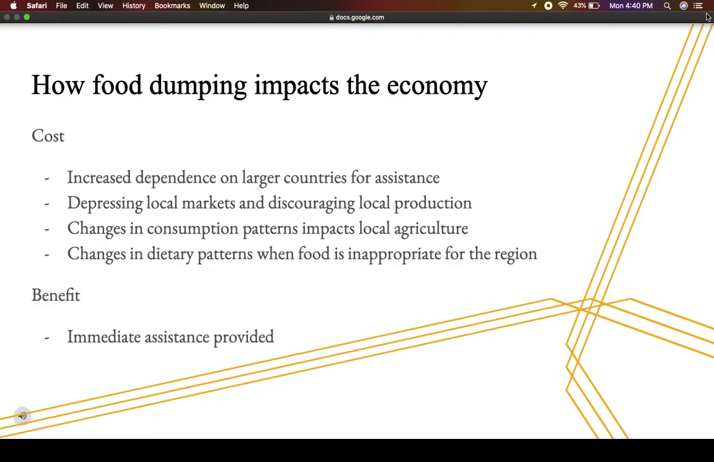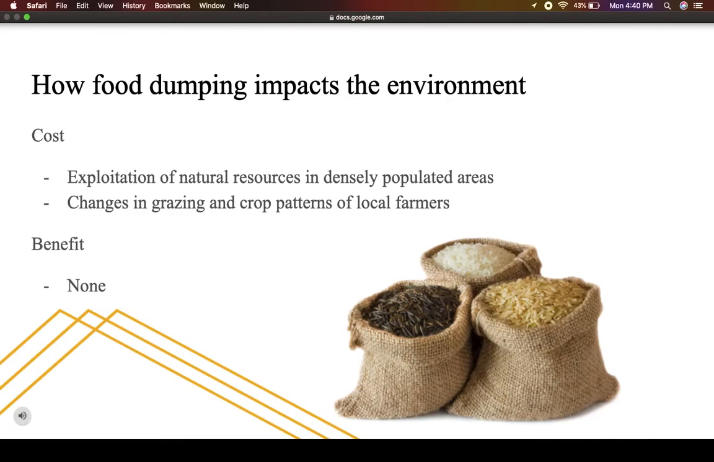So now I'm going to be talking about how food dumping impacts the environment, and once again, this is about the environments of the countries that receive the food aid. In terms of costs, there is an exploitation of natural resources, because when food aid is brought in, people generally congregate around these areas, which in turn creates a densely populated sector, and this can impact natural resources. There are more emissions and things like that, obviously, in bigger cities as opposed to in the country.